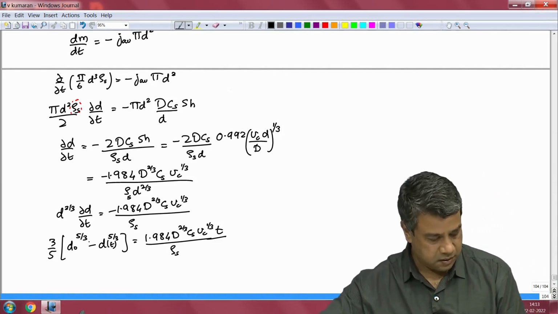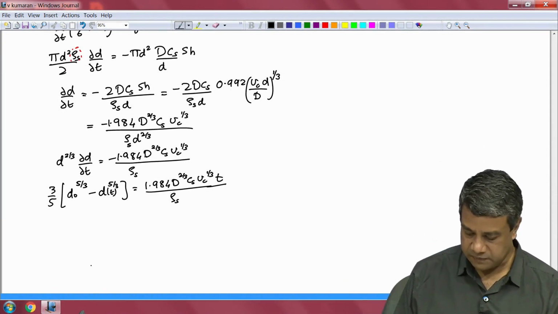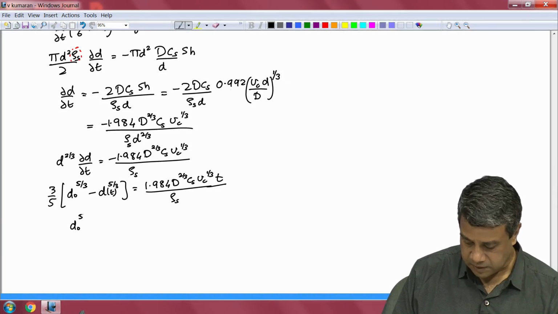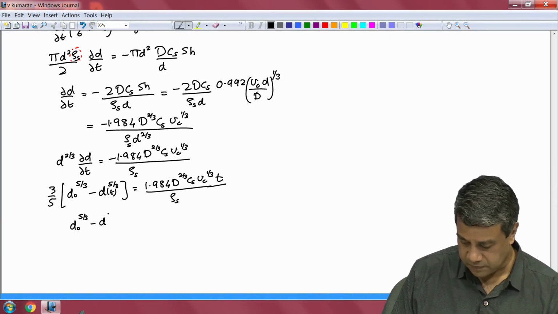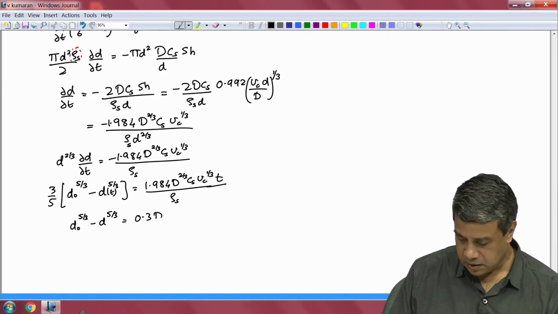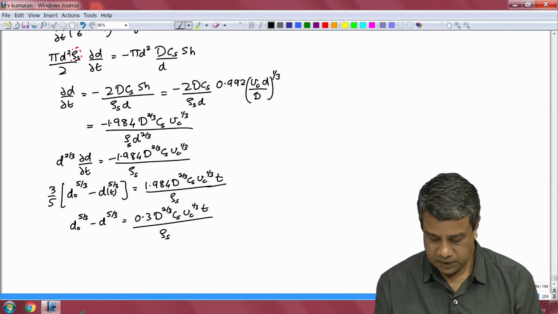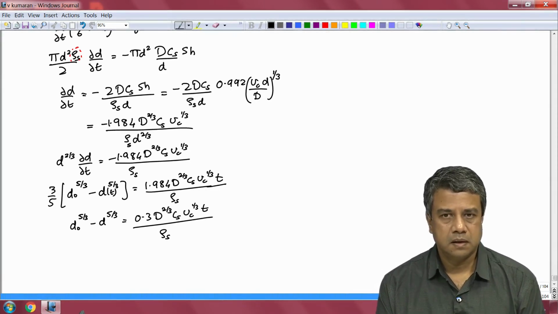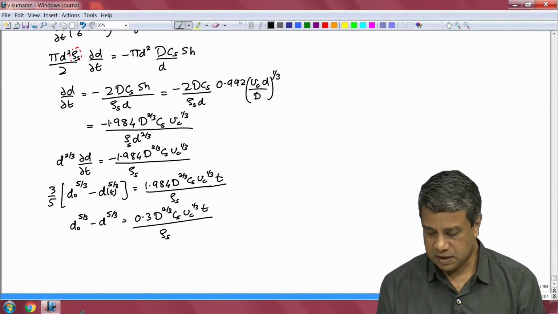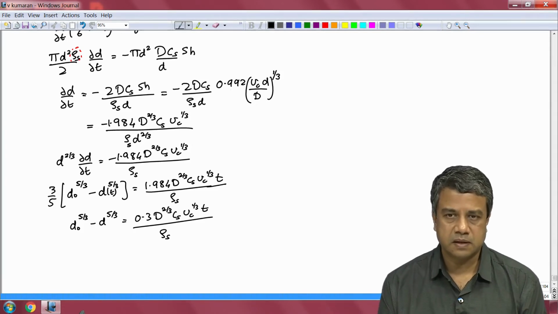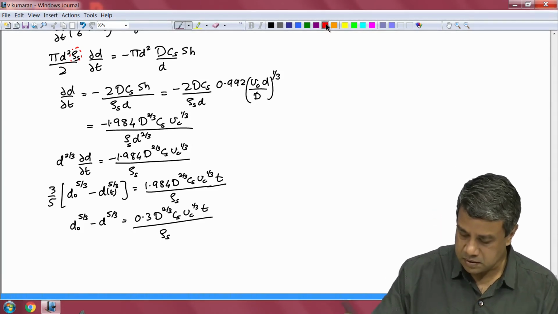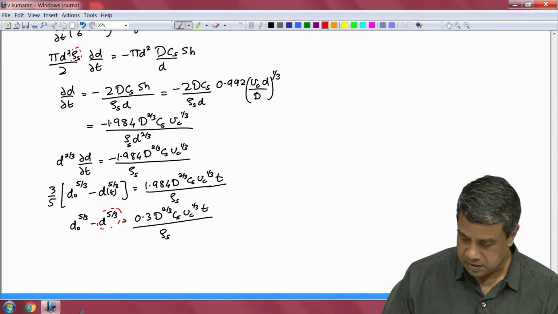Or I can multiply throughout by 5/3 and I will get d naught power 5 by 3 minus d power 5 by 3 is equal to about 0.3 D power 2 by 3 Cs Vc power 1/3 times t divided by rho s. The total dissolution time is the time at which the diameter is equal to 0.